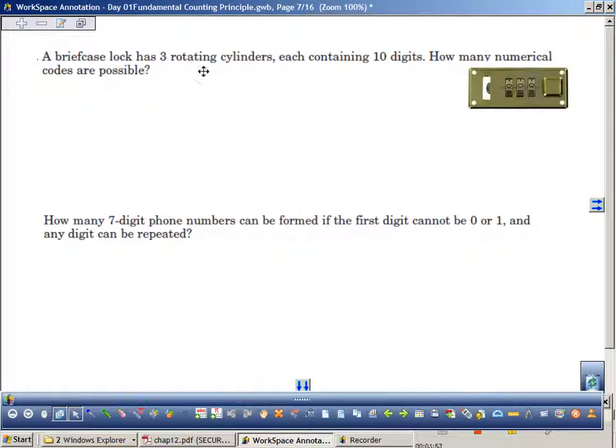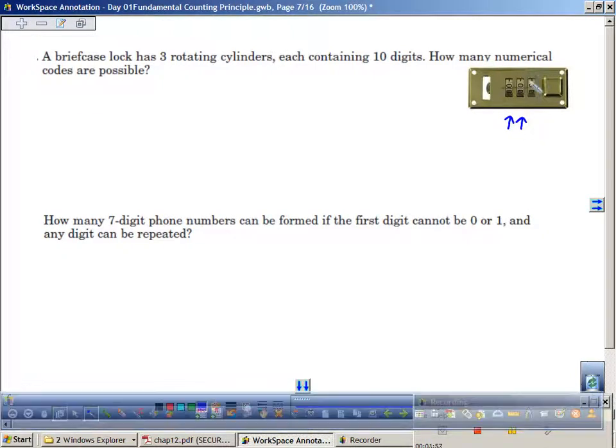A briefcase lock has 3 rotating cylinders, each containing 10 digits. So here's our briefcase lock, and each one of these right here has 10 different digits. How many numerical codes are possible? Well, I've got 10, then another 10, then another 10.